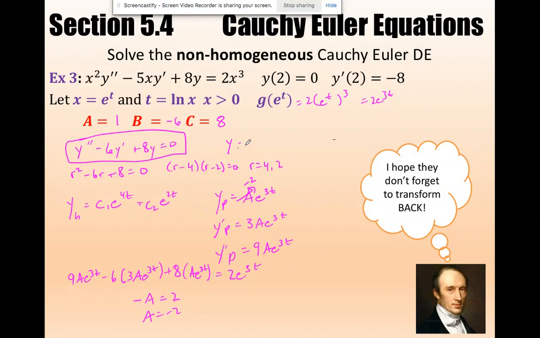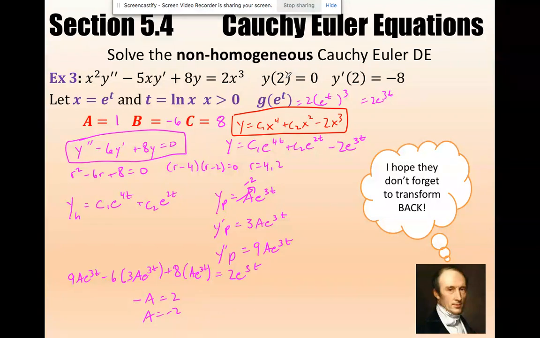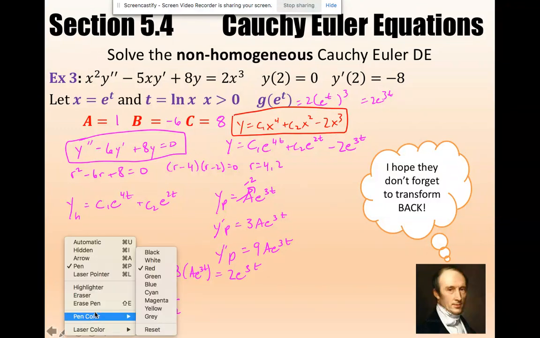So my purple solution looks like that, but my actual solution looks like that. And I'm done except for these points, which by the way are in, right, X land. 2, 0, 2, negative 8. So I'm going to erase my work here.